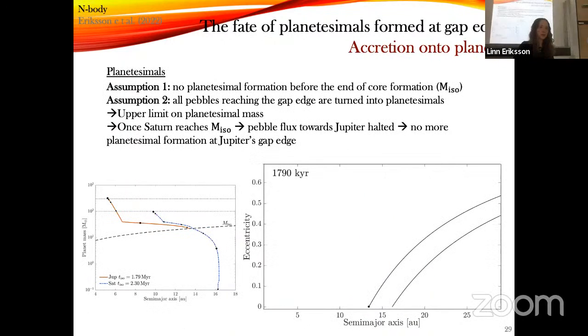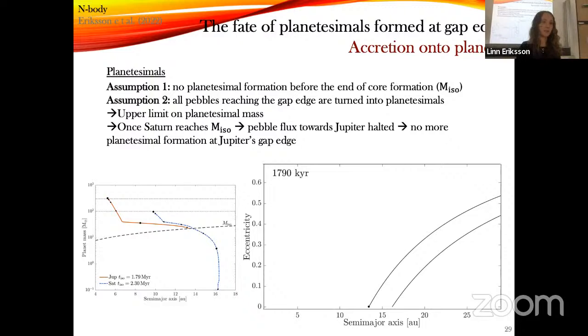Okay, but let's look at the planetesimals. There are 2 important assumptions we make, which I just wanted to point out. The first one is that no planetesimals form before the end of core formation. And the second one is that all pebbles reaching the gap edge are turned into planetesimals. And this has 2 implications.